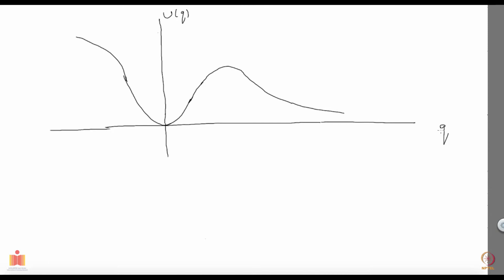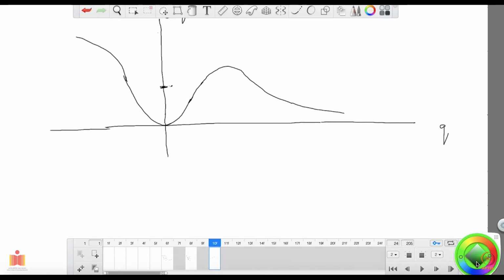So let's say my system is described by such a potential energy, and I choose initial conditions such that the total energy of the system E lies somewhere here. Let me draw a horizontal line here. You will understand why I'm doing so. Maybe I can choose some color. Okay, so this is E.